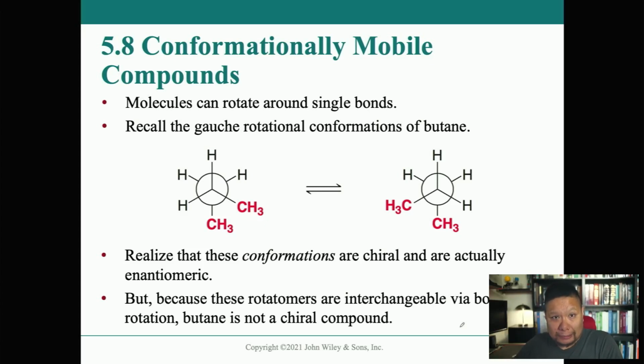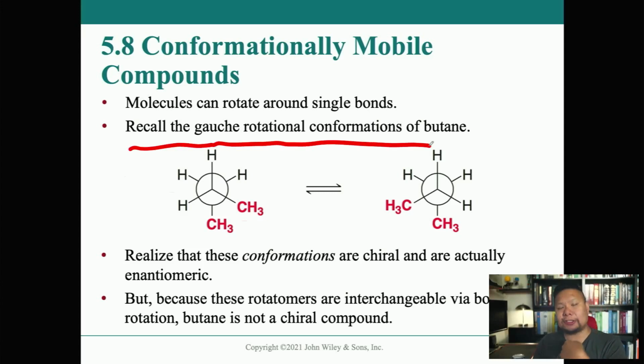Molecules can rotate about a single bond, right? We already knew that. So, recall the gauche rotational conformations of butane, which is this right here. These are the gauche conformations of butane, right? I've been talking so long that I'm starting to stumble over my words here. I apologize for that.